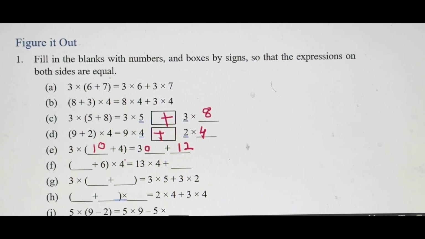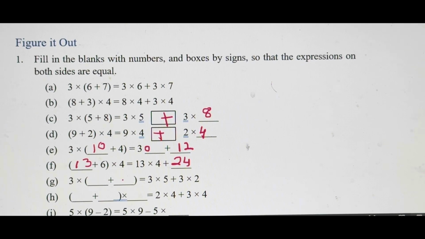Right. Now let us see here. 13 into 4 is given plus dash. So here naturally 13 should be there. That is why 13 is multiplied by 4. And in this blank, 6 4s are 24. You will write. Okay.